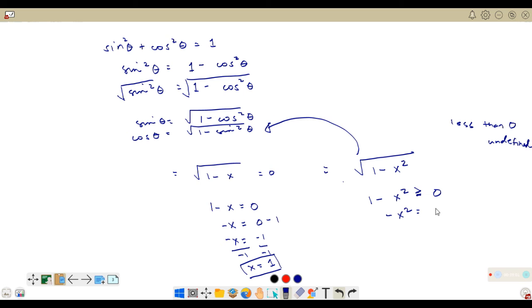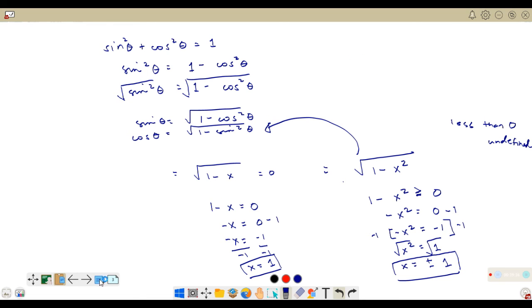So, we will have here negative x squared is equal to 0 minus 1. Same pa rin. And then we have negative x squared is equal to -1. Multiply both sides by -1. You will end up with x squared is equal to 1. Now, what is the square root of x squared? It is x. And we have two values, positive and negative 1.